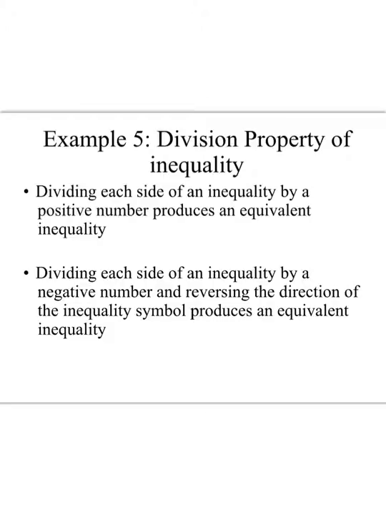So the last of the 4 operations that we need to look at is division. And the division properties are exactly the same as the multiplication ones. If I'm dividing both sides by a positive number, then I'm golden. I don't have to change anything. If I divide each side by a negative number, I have to flip that inequality symbol again. Flip it from greater than to less than, or less than to greater than.